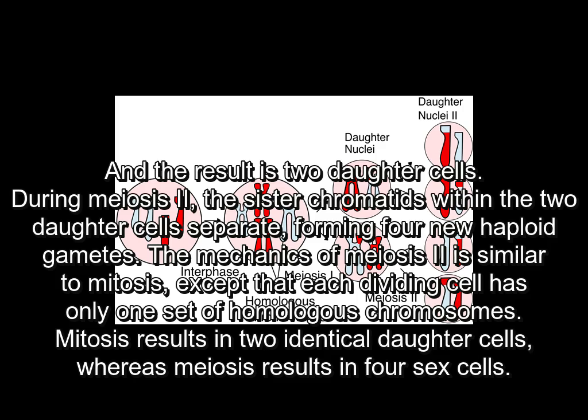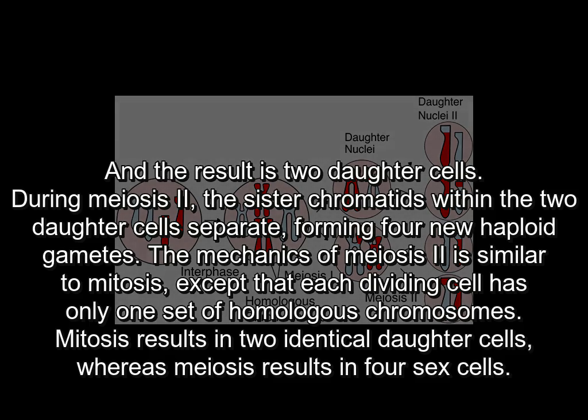During meiosis II, the sister chromatids within the two daughter cells separate, forming four new haploid gametes. The mechanics of meiosis are similar to mitosis, except that each dividing cell has only one set of homologous chromosomes. Mitosis results in two identical daughter cells, whereas meiosis results in four sex cells.